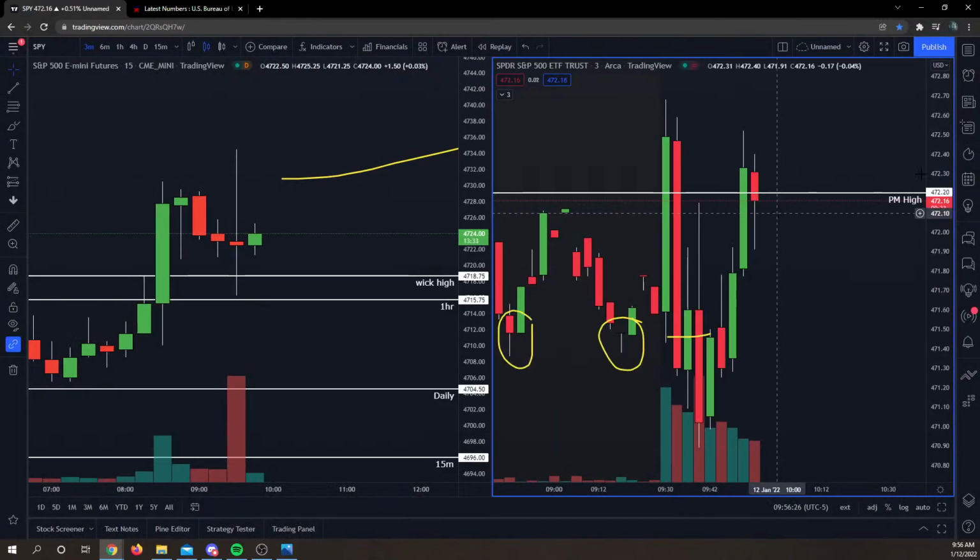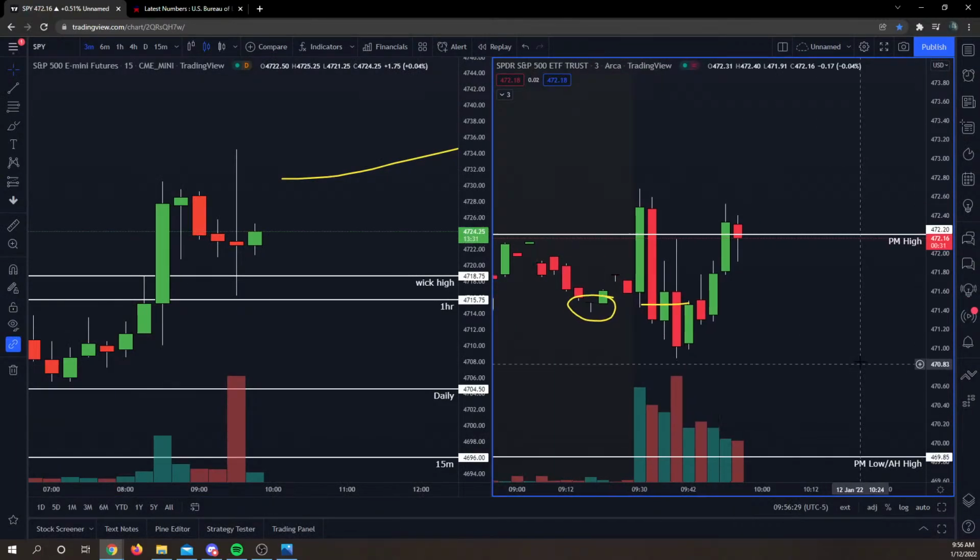Check back in on SPY here. Now, no one level has been broken yet here on SPY. Even if we lock in this candle over pre-market high, our wick still touched below. Still went below.